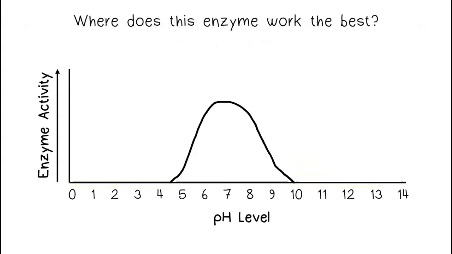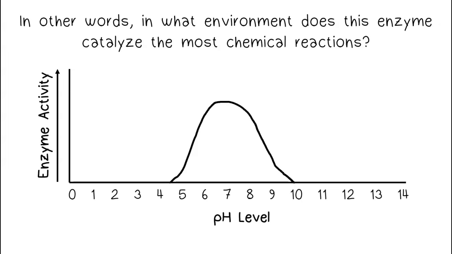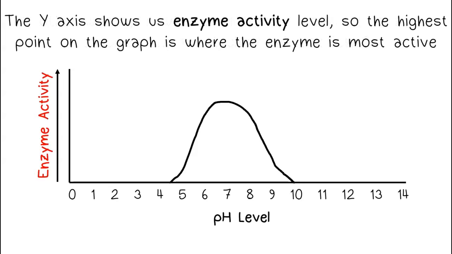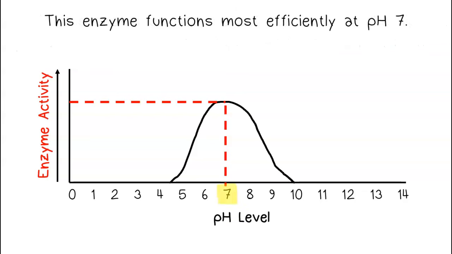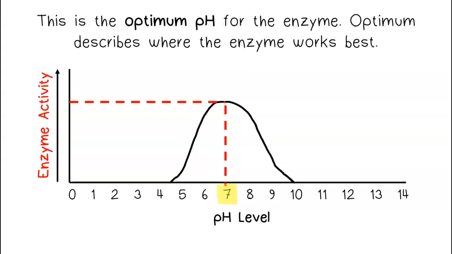Where does this enzyme work the best? In other words, in what environment does this enzyme catalyze the most chemical reactions? The y-axis shows us enzyme activity level, so the highest point on the graph is where the enzyme is most active. This enzyme functions most efficiently at pH 7. This is the optimum pH for the enzyme. Optimum describes where the enzyme works best.